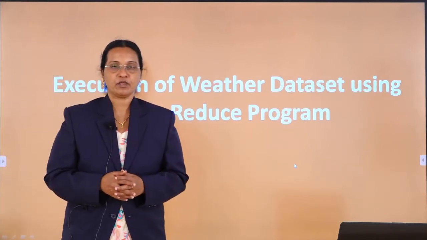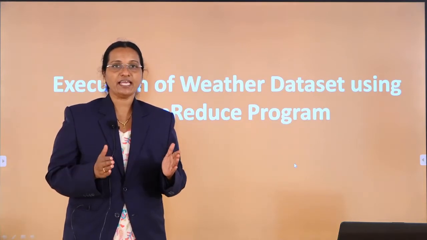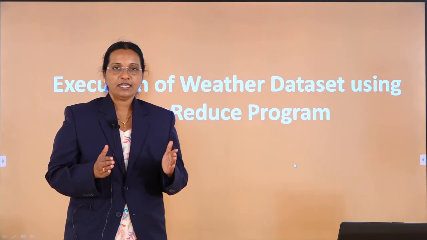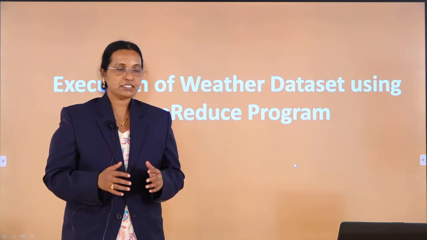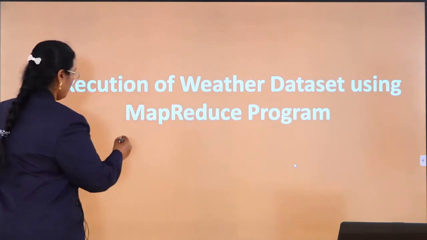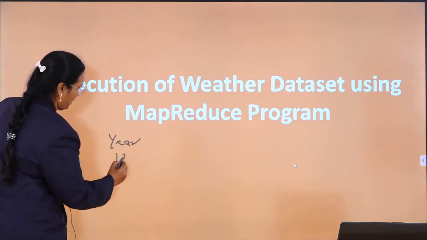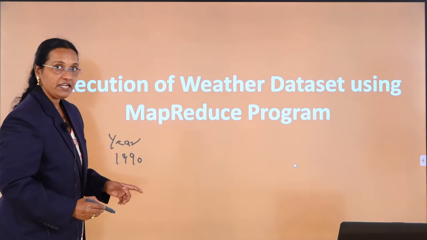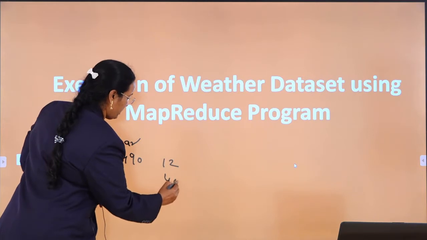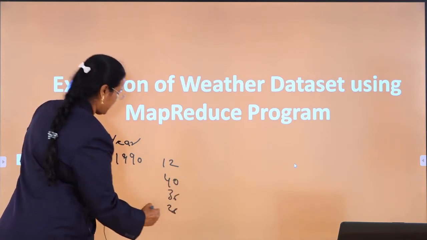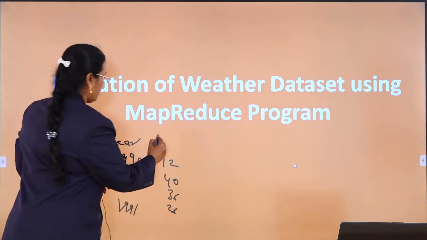In today's class, we are going to see the execution of the weather dataset using the MapReduce program. We have a weather dataset and we are going to analyze in which year what was the highest temperature. That means the weather dataset has the year, maybe 1990, and in 1990 what temperatures were collected? 12 degrees, 40 degrees, 36, 26, and again in 1991 temperatures, and so on.